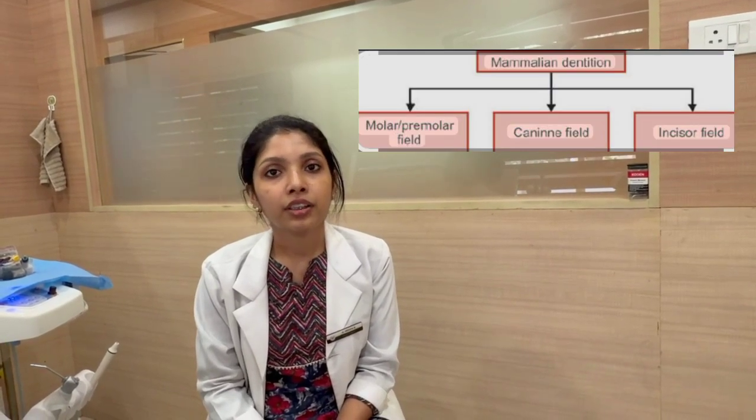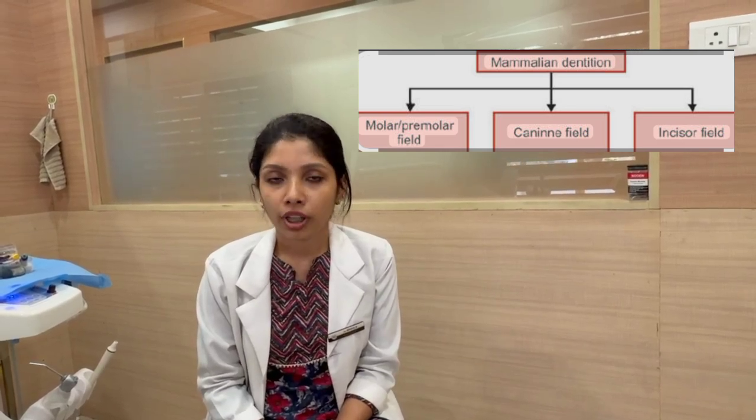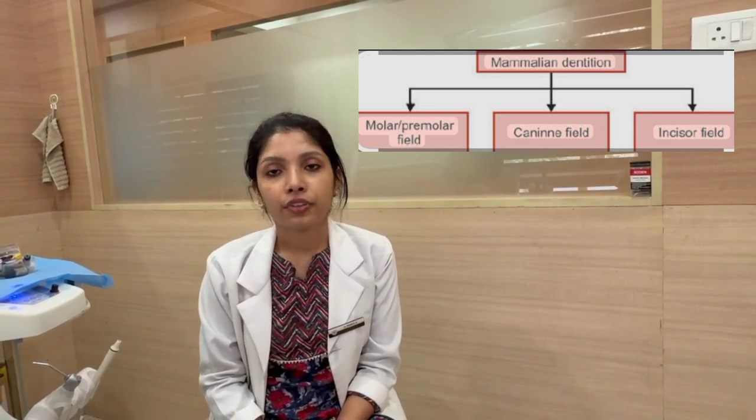According to him, the teeth develop from fields and not as individual units. The teeth developing within the field have the same morphologic features. Darwin applied Butler's theory to human dentition. He divided the human dentition into 4 such morphogenic fields, such as molar field, premolar field, canine field, and incisor field.